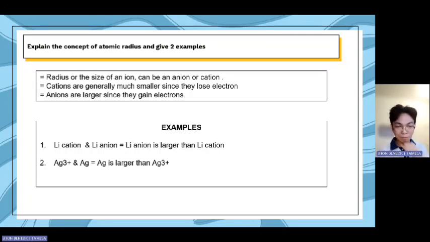Next is silver cation and silver. So si silver po is larger than silver cation. Why? Kasi yung silver cation po, nabawasan na po siya ng electrons. So it means comparing its size from an atom, mas maliit na po si silver cation.